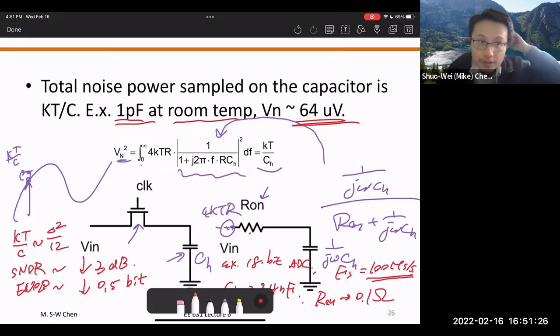Just like when we talk about 536A, we say 50 ohm. What's the 4kTR for 50 ohm? Same thing there.